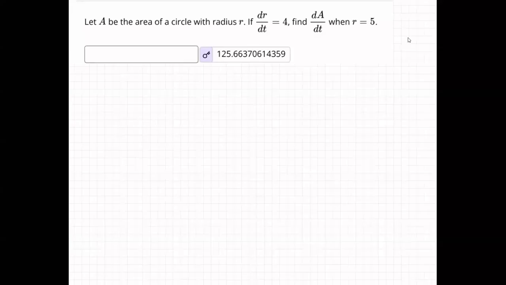Okay, so on this question, we're looking for the area of the circle with radius r. Let A be the area of a circle with radius r. If dr/dt is 4, find dA/dt when r is 2.